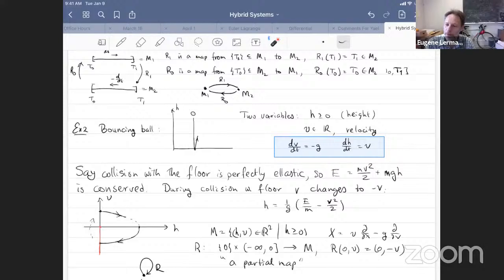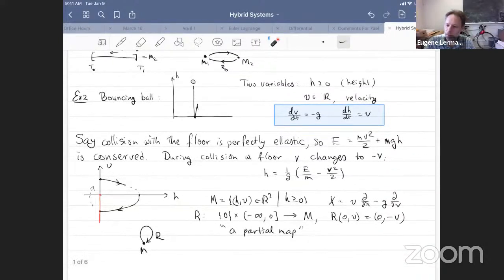So we have gravity. When the ball goes down, it accelerates with the acceleration of gravity. And the change in the height is the velocity of the ball. Okay. I'm going to assume that the collision with the floor is perfectly elastic. It's not entirely realistic, but it makes things simpler because I want to draw the trajectories. And because everything is elastic, the energy, kinetic plus potential, is conserved. And so I can solve for velocity, right?